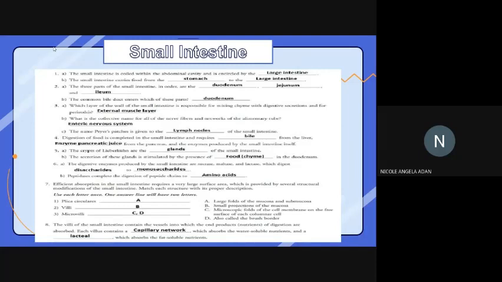Number 8, the villi of the small intestine contain the vessels into which the end products or nutrients of digestion are absorbed. Each villus contains a capillary network which absorbs the water-soluble nutrients and a lacteal which absorbs the fat-soluble nutrients.